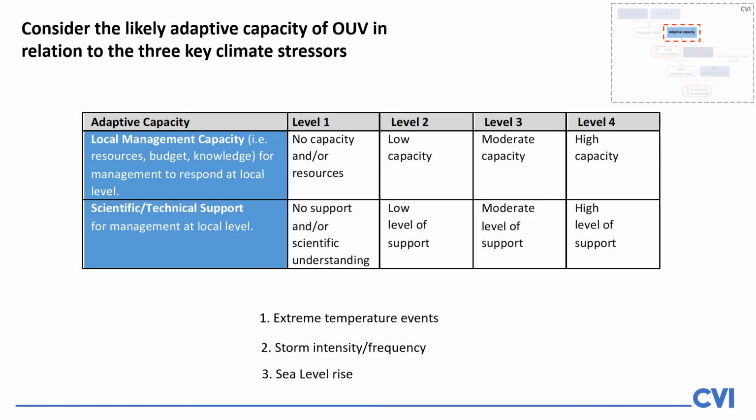But in addition, we think about scientific and technical knowledge and support to address these issues. Do we have no support or no scientific understanding about these climate stresses? Or is there a low level of support right up to a high level of support? So both these are important aspects of adaptive capacity.